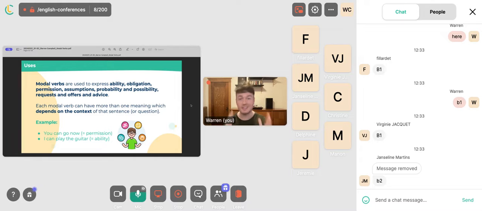A very basic example that we have here, you can go now. I'm giving you permission to go now. Or ability. I can play the guitar. Meaning I have the skills here. I have the ability to play the guitar.